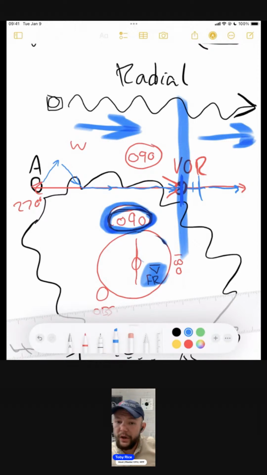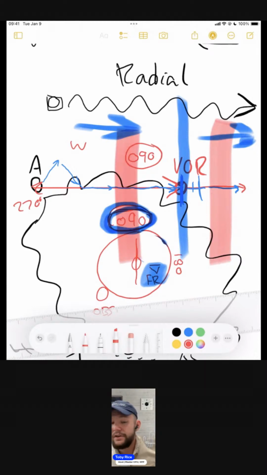Moving forward, we understand to, we understand from. If I have the 090 course selected, if I am on the east side of the VOR, it's going to say from, because if I fly 090, I'm going from the VOR. But if I have the 090 course selected and I am on the west side of the VOR, well, obviously going to the VOR would be on a 090 course. So 090 takes me to the VOR. So that works out pretty well.